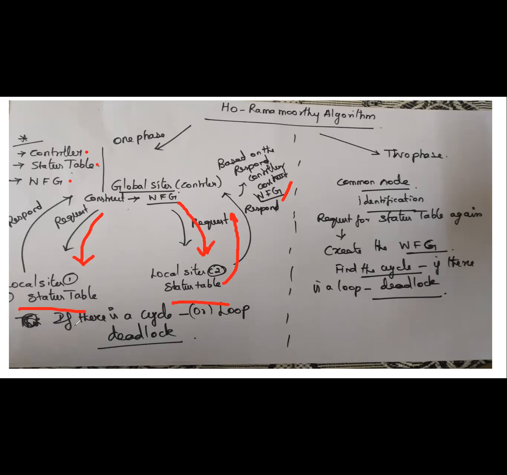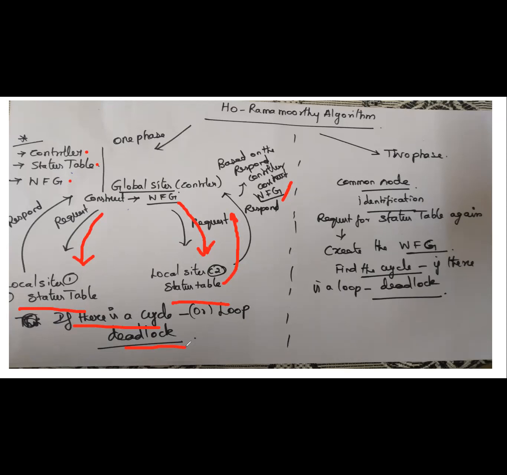So if there is a cyclic wait, then the site is going to get involved in deadlock, so resource allocation is not possible. So this is phase one. What is phase two? After identifying that there is a cyclic wait in phase one, what is phase two going to do?